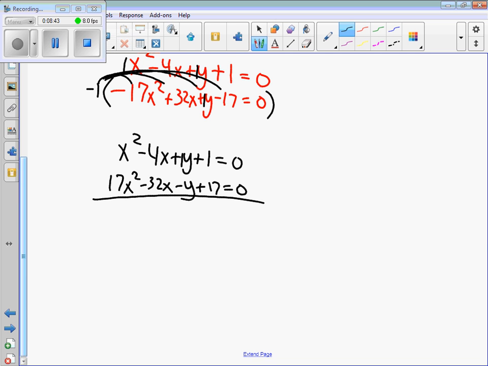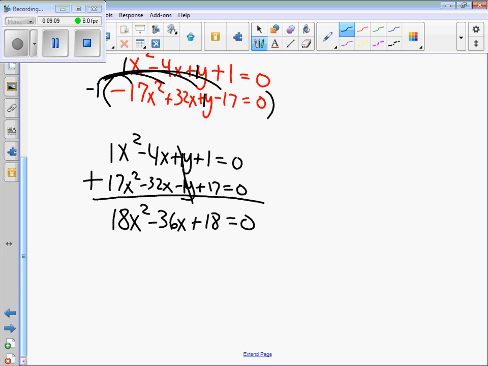When I have opposites, I have a positive 1y and a negative 1y. We can just add. So we're just going to add vertically. 1x squared plus 17x squared is 18x squared. Negative 4x minus 32x, negative 36x. 1y plus negative 1y, those cancel. 1 plus 17 is 18, equals 0. At this point, now we have a quadratic equation.